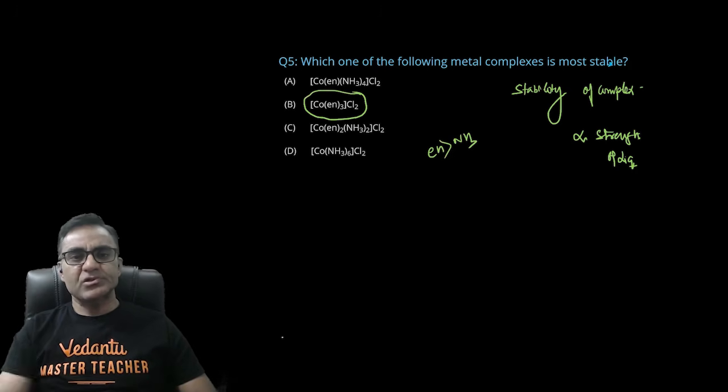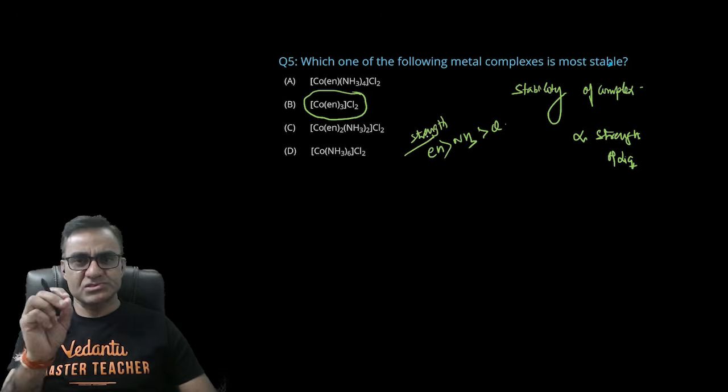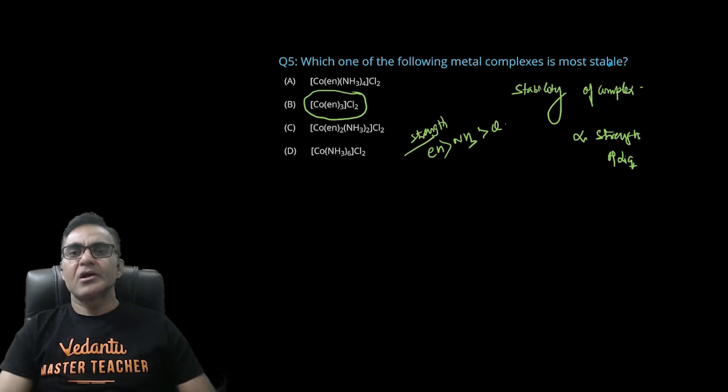क्लोराइड का तो वैसे ही स्ट्रेंथ बहुत कम होता है, तो अगर हम इन अमोनिया एंड क्लोराइड को कंपेयर करेंगे तो ये स्ट्रेंथ का ऑर्डर होगा. तो जितना ज्यादा स्ट्रॉन्ग लिगेंड प्रेजेंट होगा कॉम्प्लेक्स के अंदर, कॉम्प्लेक्स की स्टेबिलिटी उतनी ज्यादा होगी. ऑलराइट.